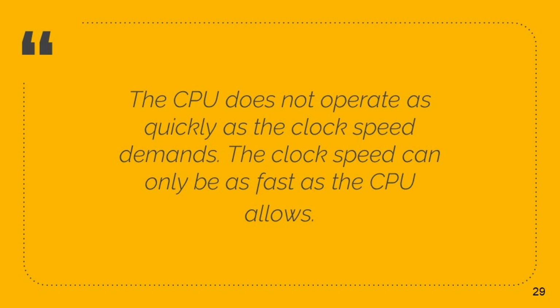5. Microarchitecture limitations. The specific design and implementation of the CPU's microarchitecture can impact its ability to operate at high clock speeds. Some CPUs may be limited by architectural bottlenecks or design choices that prevent them from fully utilizing the available clock speed. Improvements in microarchitecture and manufacturing processes can help overcome these limitations and allow CPUs to operate at higher clock speeds. Overall, while the clock speed sets the theoretical maximum rate at which the CPU processes instructions, various factors can limit the CPU's ability to operate at its maximum clock speed in practice.